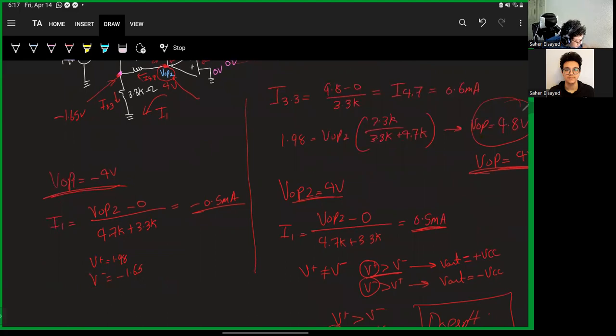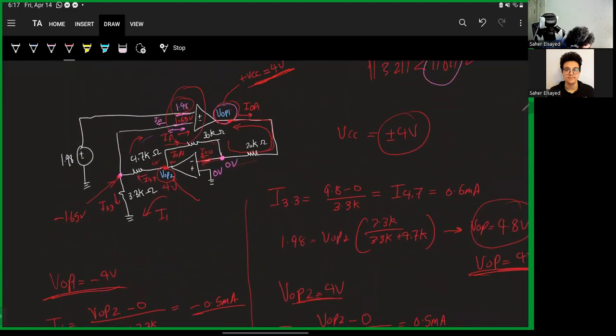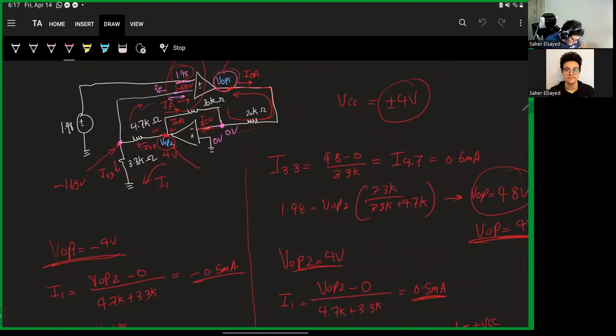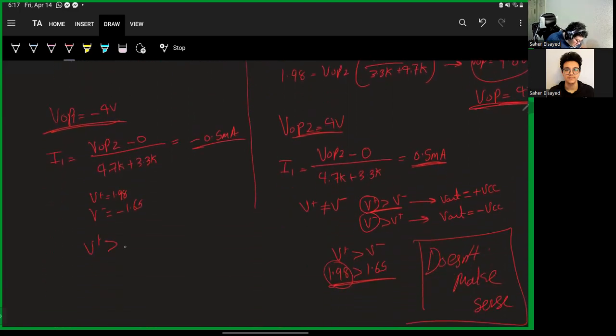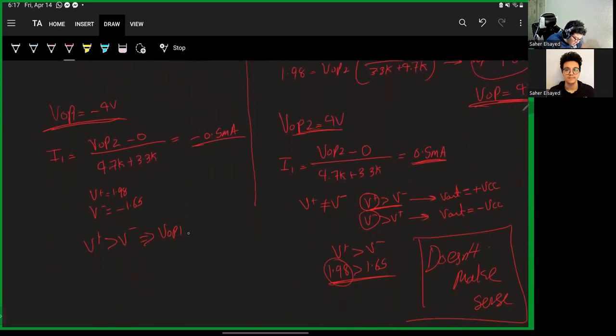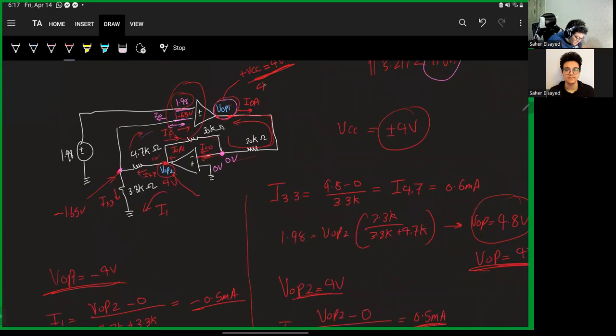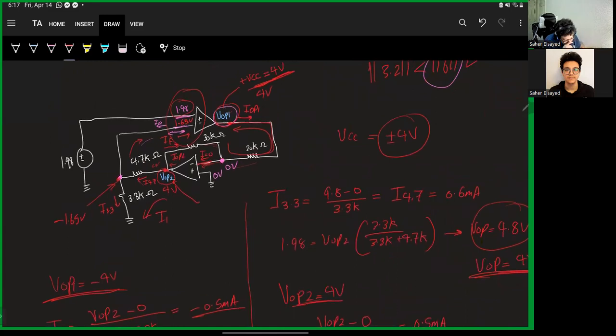Wait, give me 1 second. Let me double check something. So again, V plus here is more than V minus, correct? So what does that mean? It means VOB1, which is the voltage output one here, is going to be set to what? Plus VCC. Plus because V plus is more. So now this is 4 volt, and this is negative 4 volt.